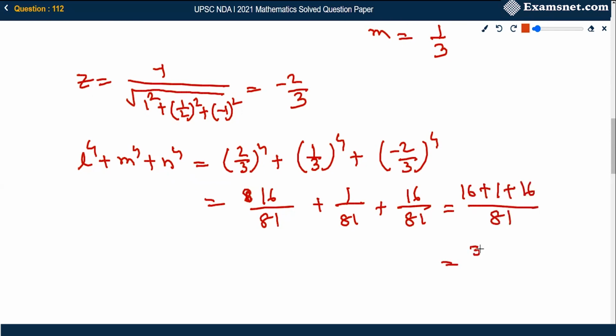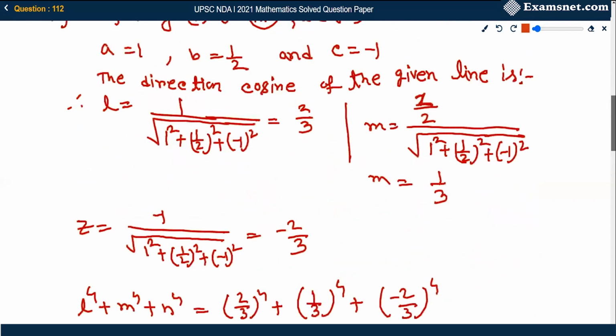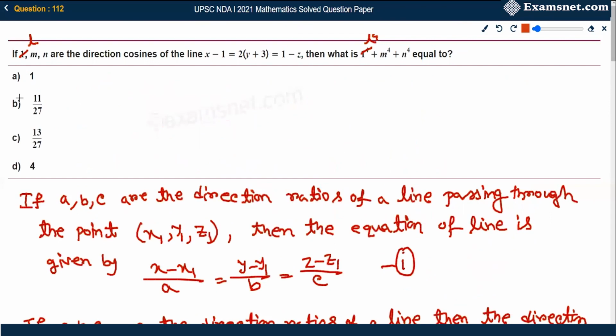So 33 by 81, further we can simplify it, we will get 11 by 27. This is the answer. Let's check with the options. Yes, option B is the correct answer here.